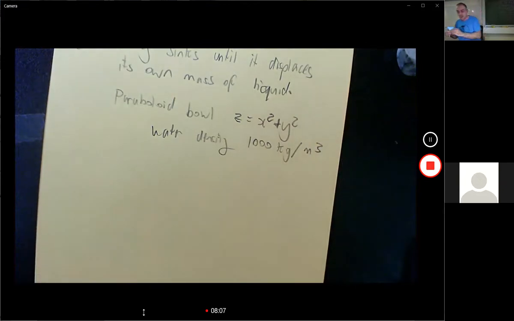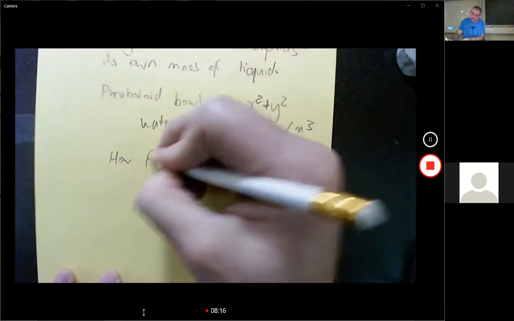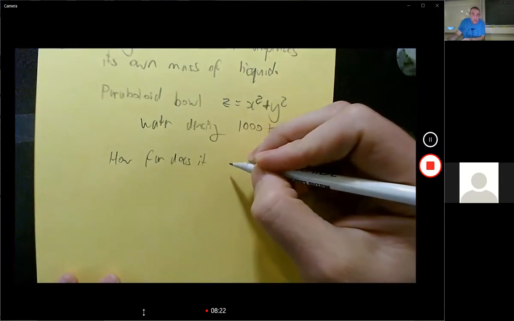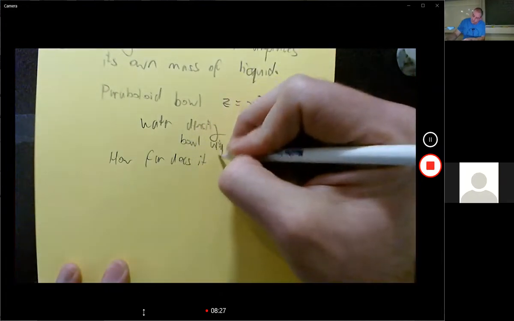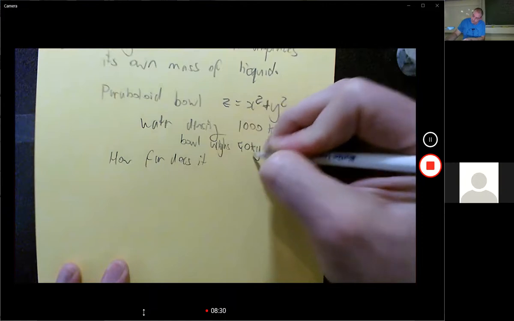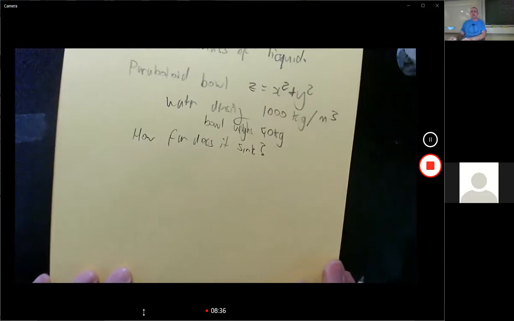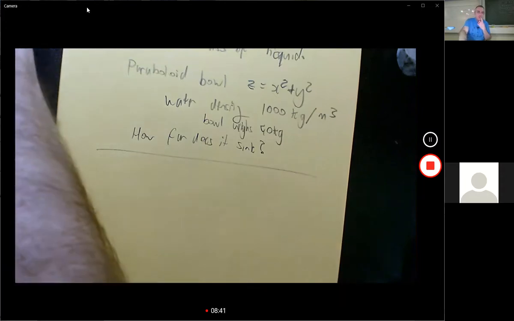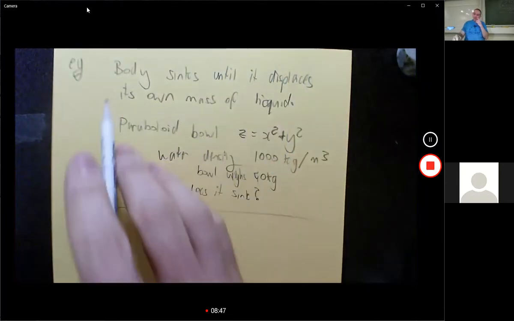Okay. And how far does it sink? Oh, this second one, it's got a weight of 40 kilograms. Okay. All right. So this is Archimedes' principle.